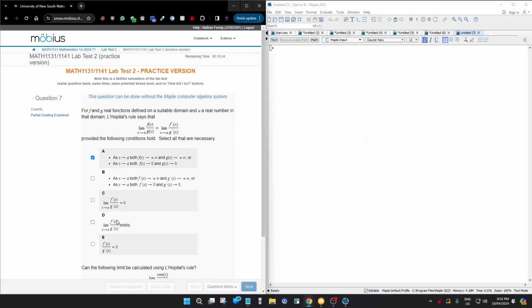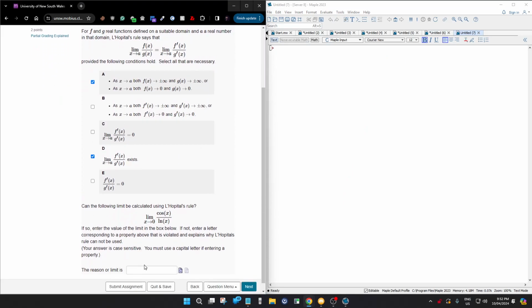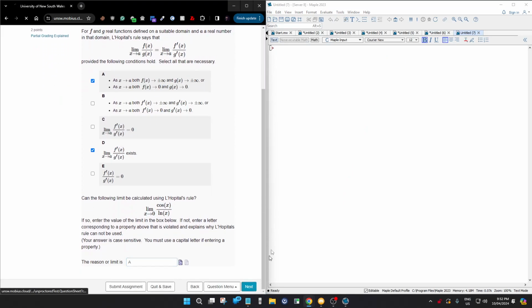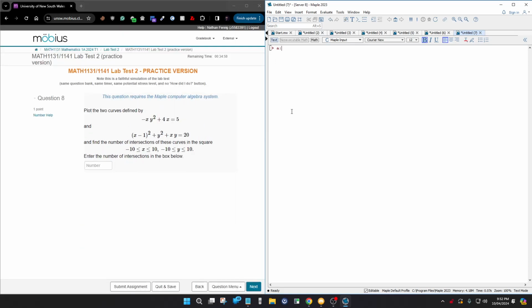We got A and D. Hopefully we get one. We do. We know this ln x is an A. Cheeky A in chat. We get A equals negative x times y squared plus 4 times x equals 5. You make up the time at the end. And then B dash e x.